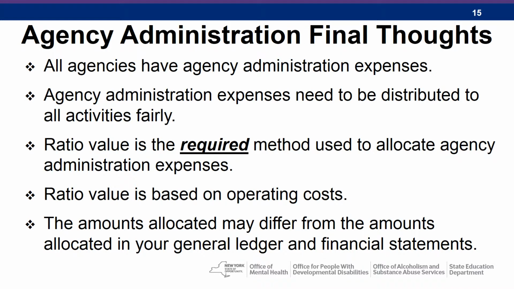Here are some final thoughts on agency administration. All agencies have agency administration expenses. Agency administration expenses need to be distributed to all activities fairly. Ratio value is the required method used to allocate agency administration expenses. Ratio value is based on operating costs. The amounts allocated may differ from the amounts allocated in your general ledger and financial statements.